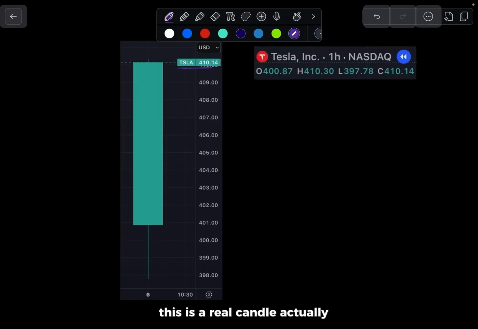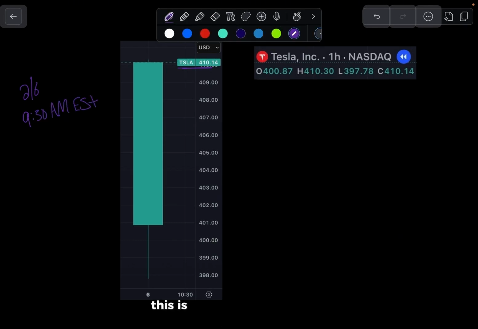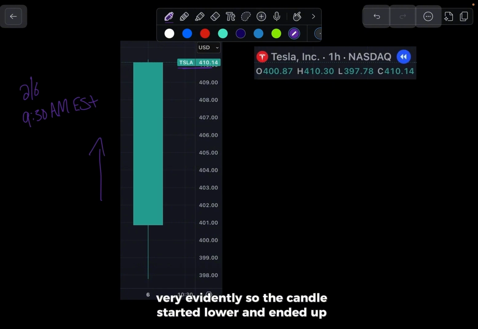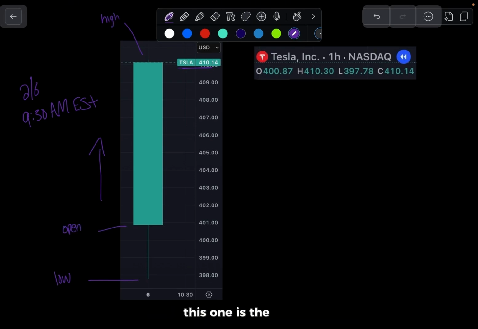This is a real candle on Tesla that happened on February 6th at 9:30 a.m. EST, since the stock market moves in Eastern time. As we know, this is a green candle, very evidently. So the candle started lower and ended up closing higher. Now, as we discussed, we know our points of the candle: this is the low, this is the high, and because it's a green candle, this one is the open. And then we went up and closed up here.